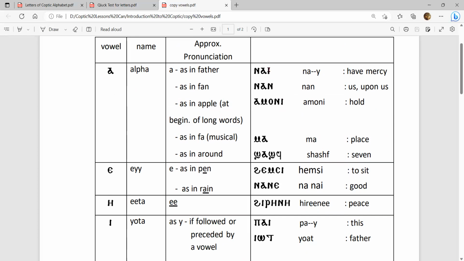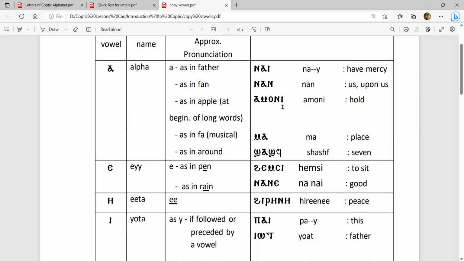Here at the top we have the iota. It has been pronounced as a Y. Here it is pronounced as a short I, like in it or in. We shall come to the explanation later on. Okay, so this is an alpha, M, omicron, O, N, iota, which here will be E. The English is ammoni, meaning hold.